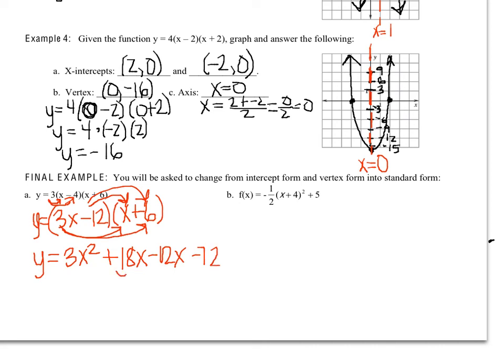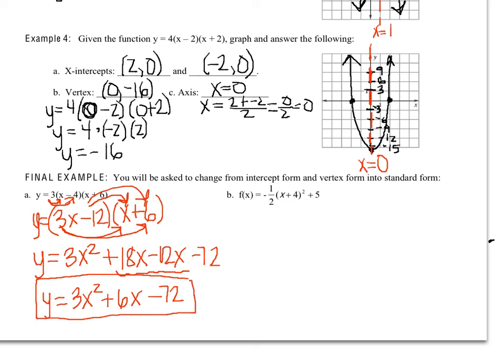And combine our like terms. These are our only two like terms. So it's y equals 3x squared. 18 minus 12 is plus 6x, and then minus 72. So this would be in standard form. So we just switched it from intercept form into standard form.